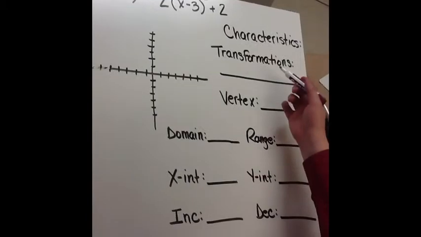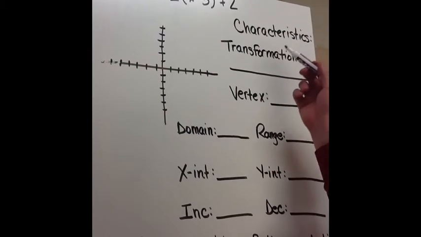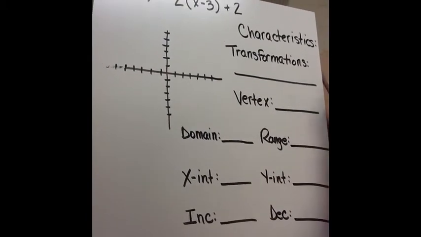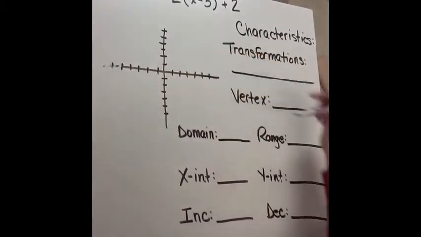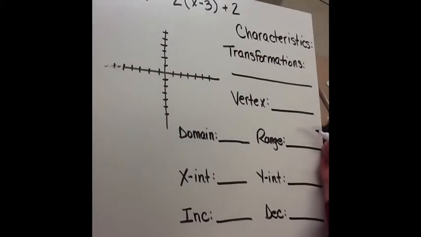Although this handwriting is a little bit neater than last time, a little bit bigger, please don't mind the spelling here. But if we look over here, our first example is f of x equals 2 times (x minus 3) squared plus 2.